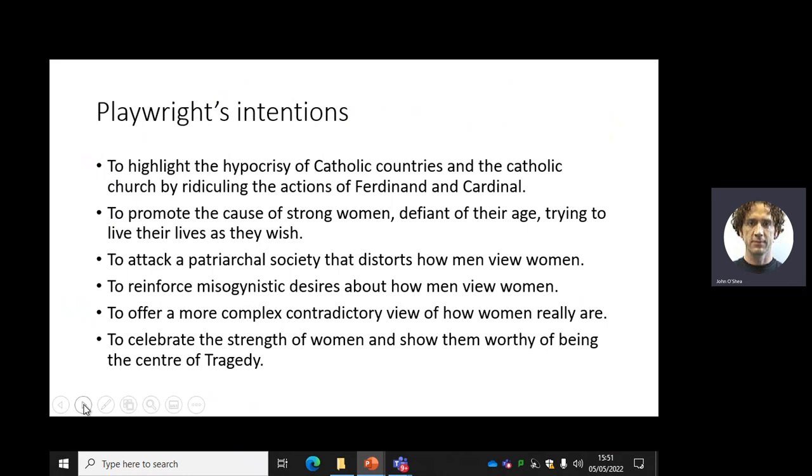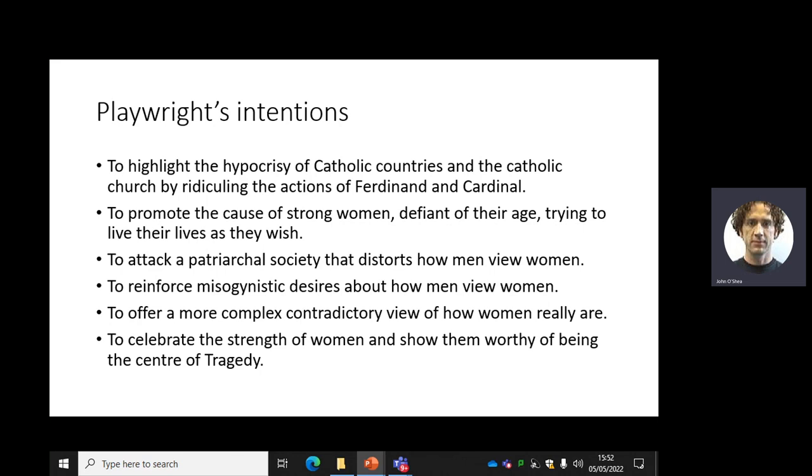Try in your answer to talk about the writer's intentions, the playwright's intentions, if you can. Perhaps setting it in Catholic Italy is a way for Webster to really criticize the court of London and do it without any backlash. Perhaps he's willing to show us a strong woman defying her age, rather like Arabella Stuart. Perhaps he wants to show us how the patriarchy distorts the views of men and how they view women.